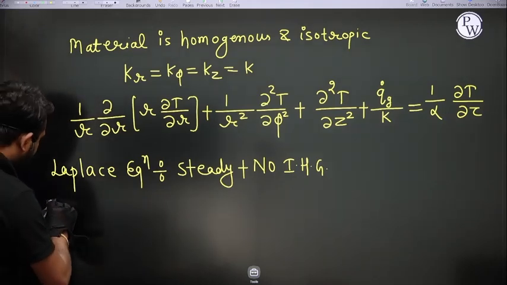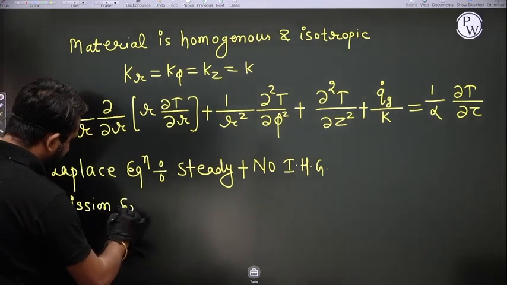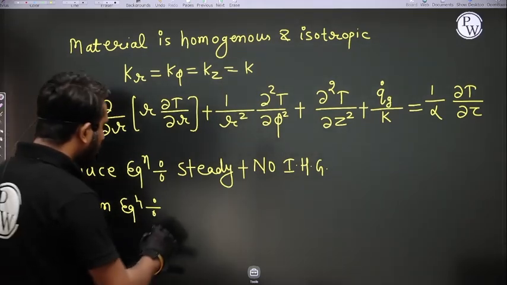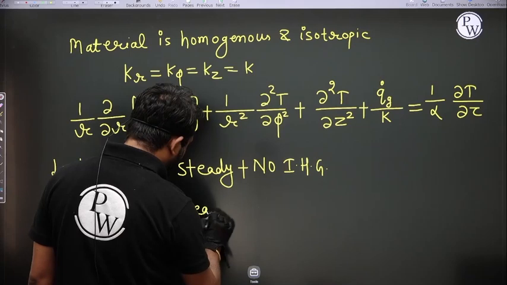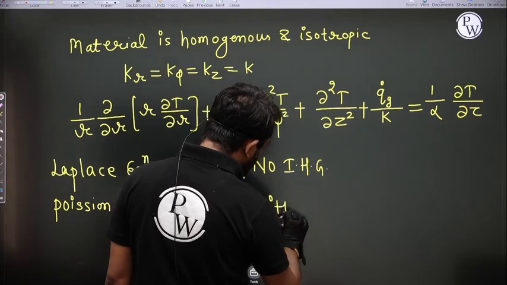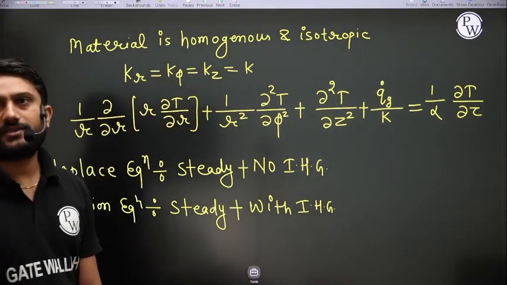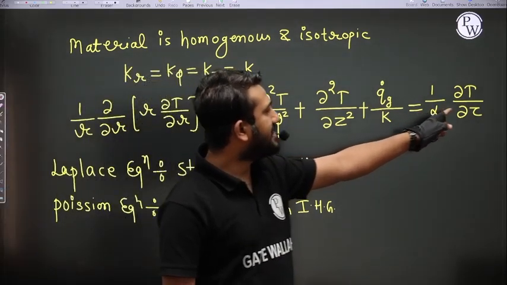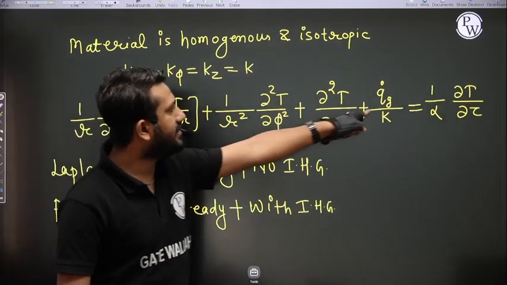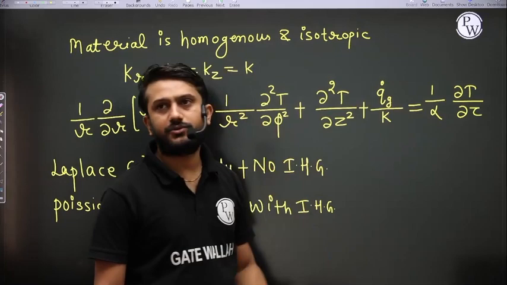Now come to the second. The second one is the Poisson equation. So what is the Poisson equation? The Poisson equation is steady state with internal heat generation. In the Poisson equation, the unsteady term vanishes. So only this term, this term, this term and this term are present. This term plus this term plus this term plus this term is equal to 0. That is the Poisson equation.